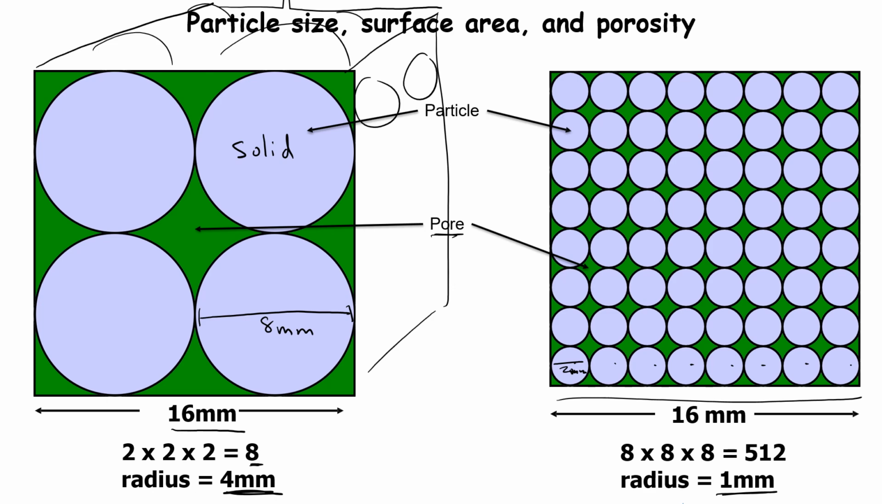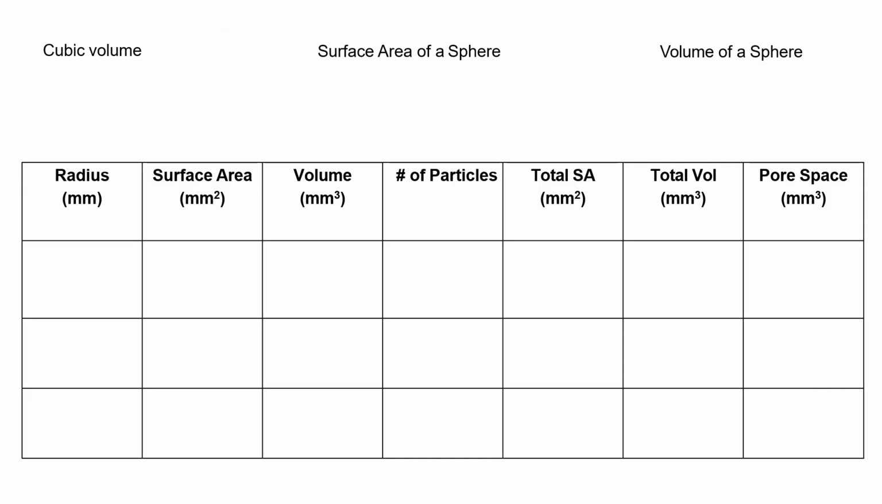Versus we have 8 by 8 by 8, 512 of these smaller particles in this 16 millimeter length, width, and height cube. So we can look at some calculations on the next page to calculate the amount of surface area and the total volume and the pore space.